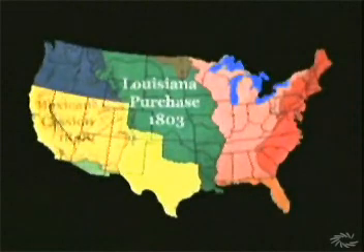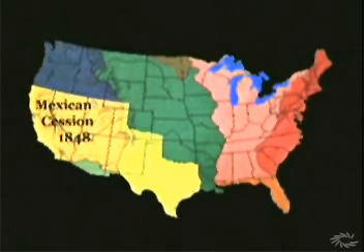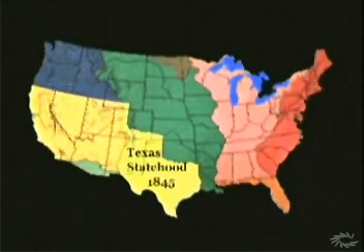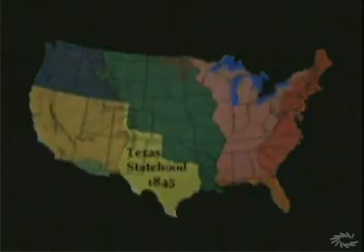For example, the Mexican Cession brought the United States the lands that now make up almost all of the southwestern part of the country. A treaty with Britain created the Oregon Territory, land that now makes up the entire northwestern part of the country. And to top it all off, the statehood of Texas added even more land.